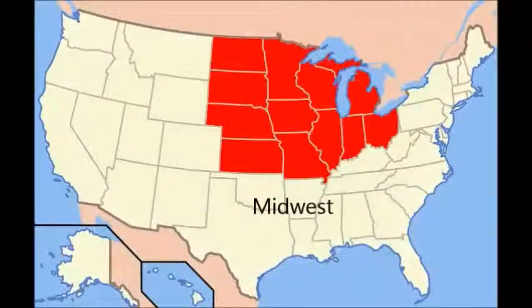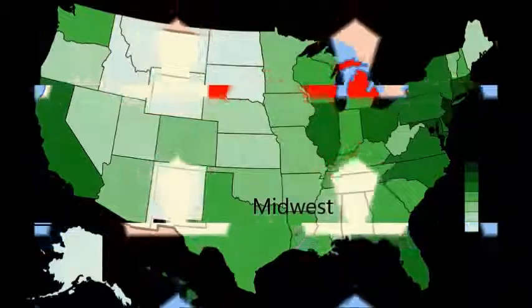Now let's look at the middle of the country, which is known as the Midwest. This area is sometimes called the Great Plains and lies between the Rocky Mountains and the Great Lakes. It is known as the nation's breadbasket, containing most of the nation's farmland for grains like wheat and corn.